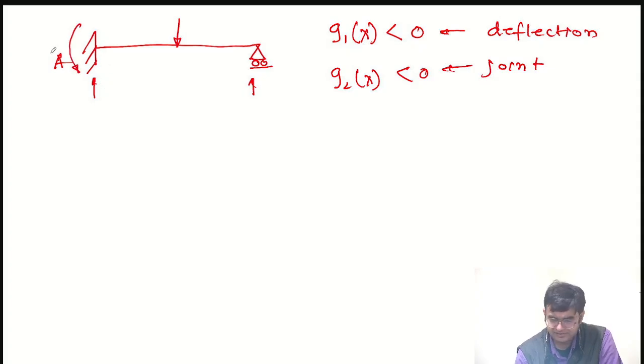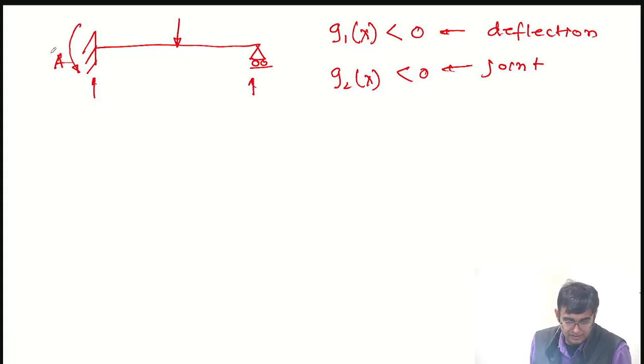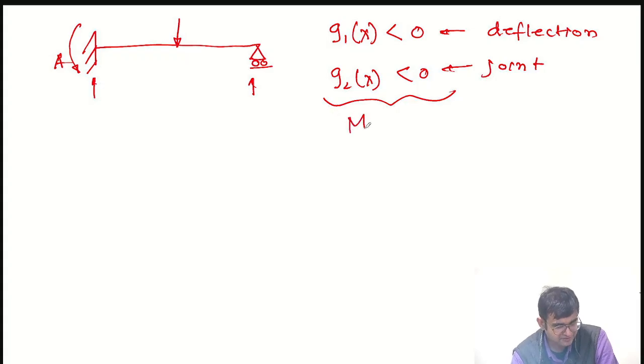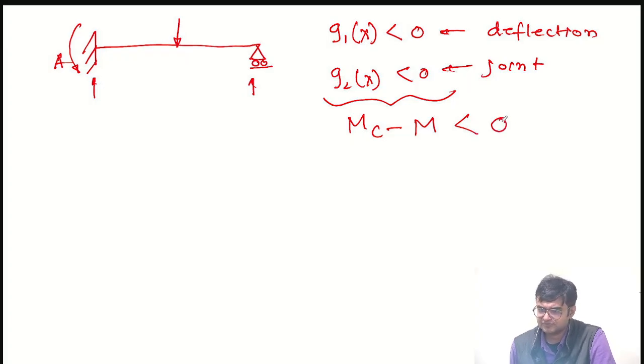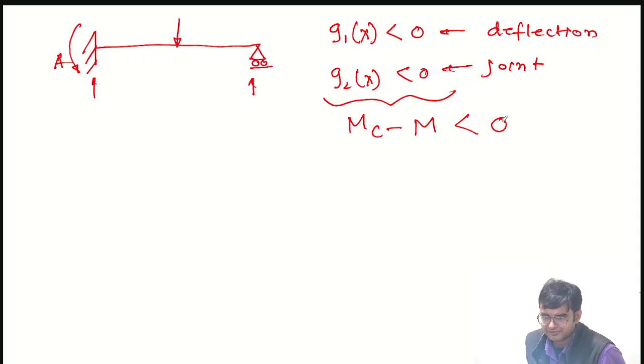This is joint number A, and this is how it will look if I draw the free body diagram, right? And this G2 is in terms of moment. So moment carrying capacity minus moment generated should be less than 0. Capacity minus demand. When I say moment, it is bending moment. Everyone knows bending moment, right? Everyone is a mechanical engineer or civil engineer, so they should know. Now, when will this system fail? Based on the failure modes, can you tell me when the system will fail? We already did it for the cantilever, but now let us look into this.